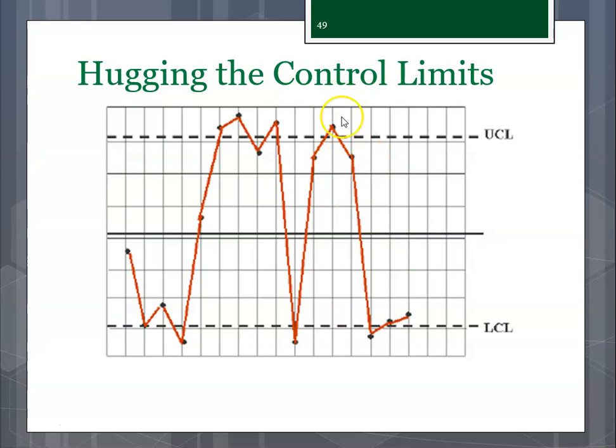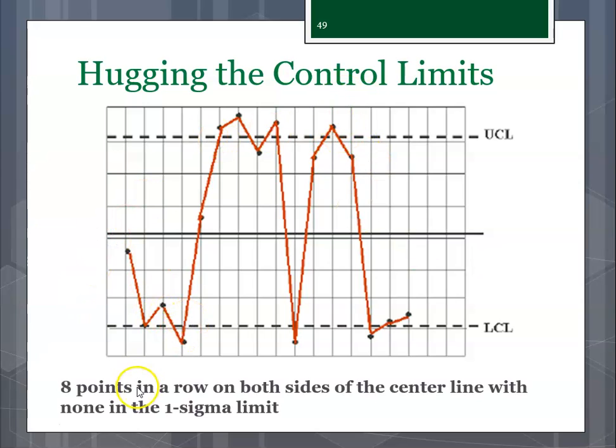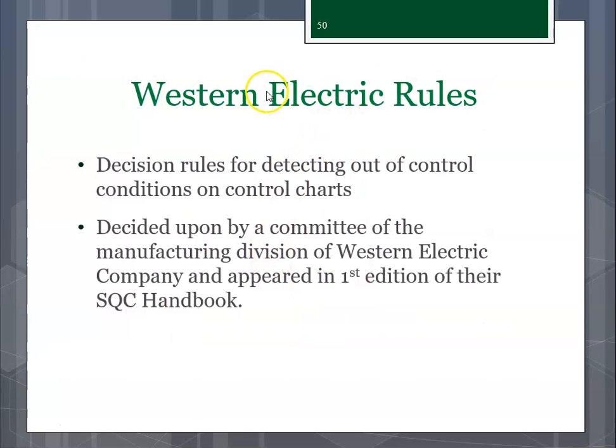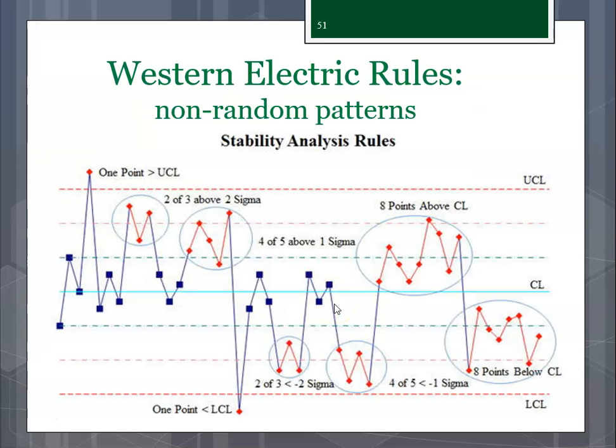Okay, hugging the control limits. So you can have these points jumping here. So you have 8 points in a row on both sides here. See how this is? These are all the way outside of the center line. So Western Electric, these are those rules I was telling you about. They came up with some decision rules for detecting out-of-control conditions on control charts. They were decided upon by a committee in manufacturing. So their rules are non-random patterns.